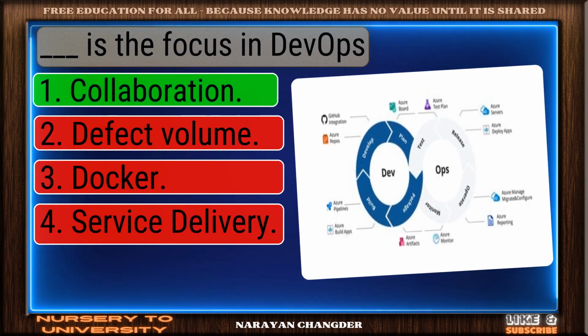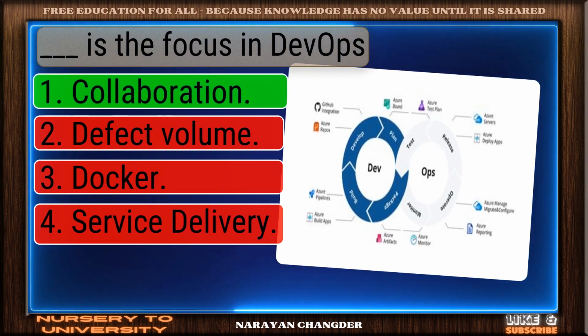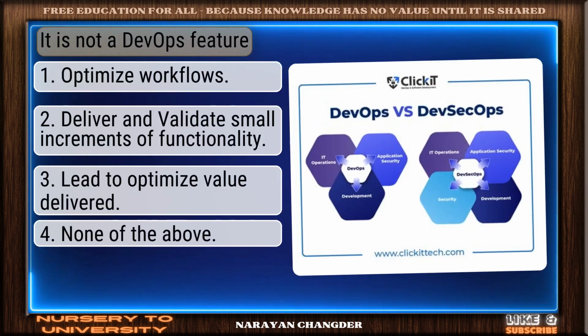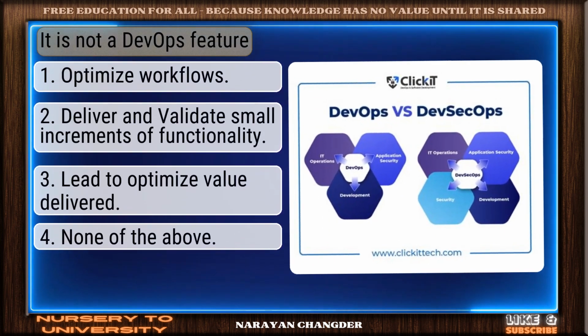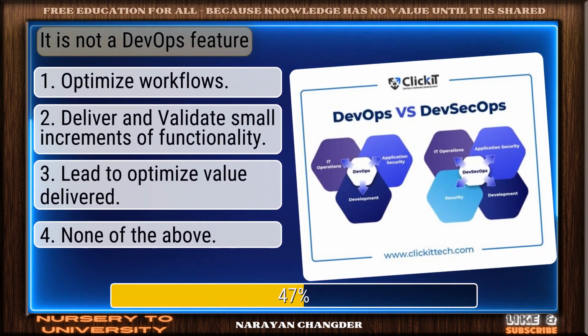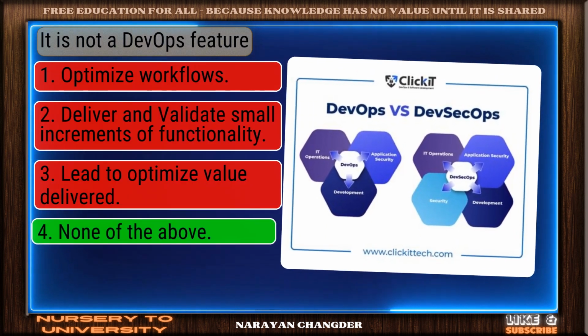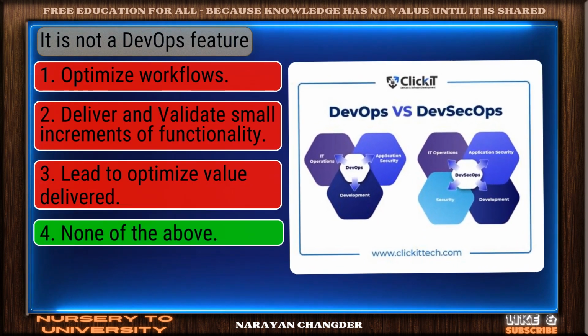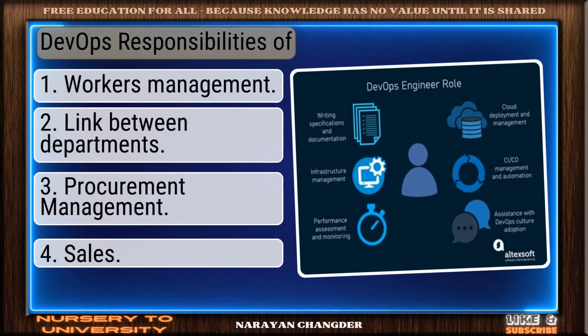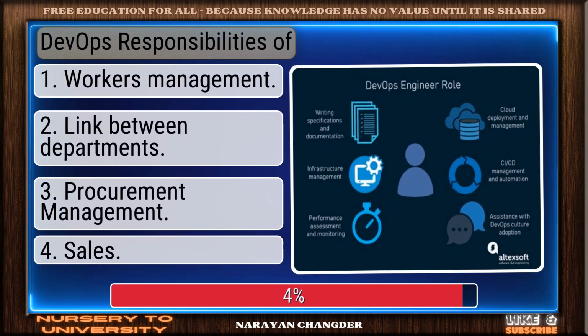Well reasoned. Collaboration is the correct choice. Question number 58. It is not a DevOps feature. Nice work. You chose none of the above, and it is correct. Question number 59. DevOps responsibilities of.